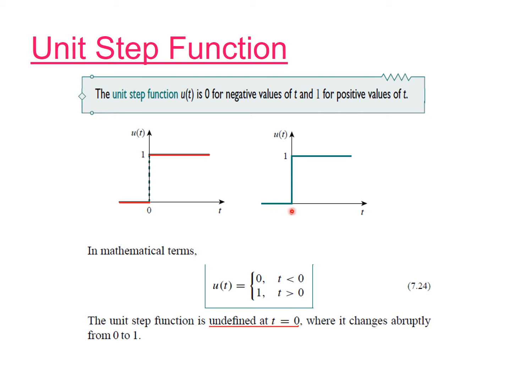So it is generally drawn like this here. Mathematically we can write u(t) is equal to 0 for t less than 0, and 1 for t greater than 0, and it is undefined at t equal to 0.